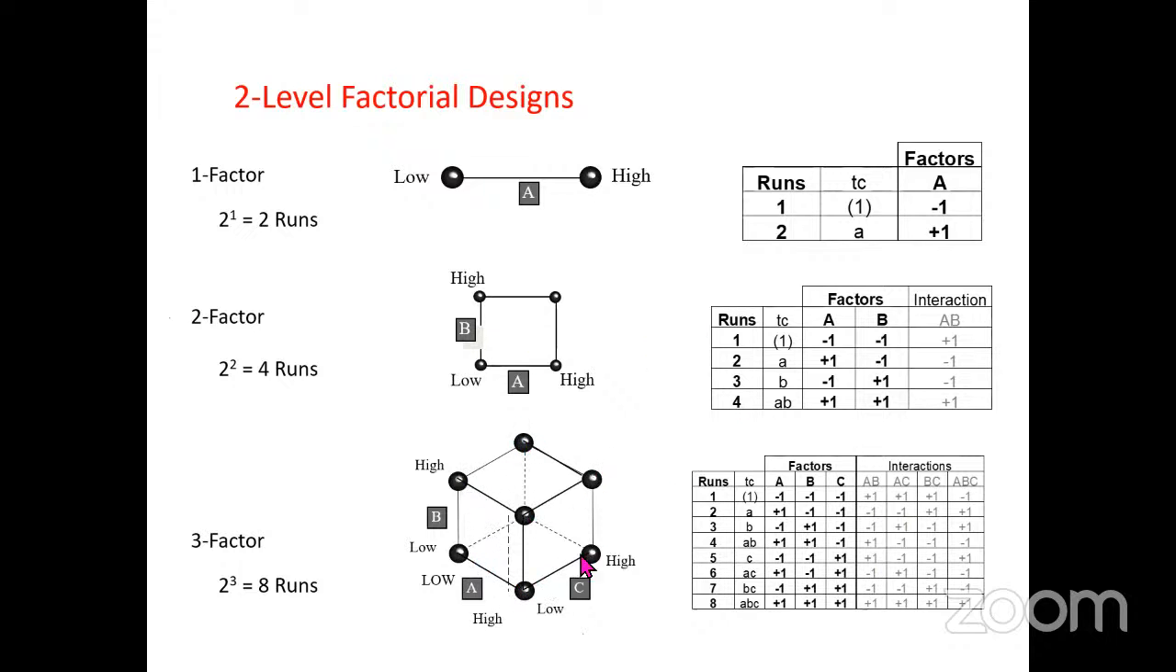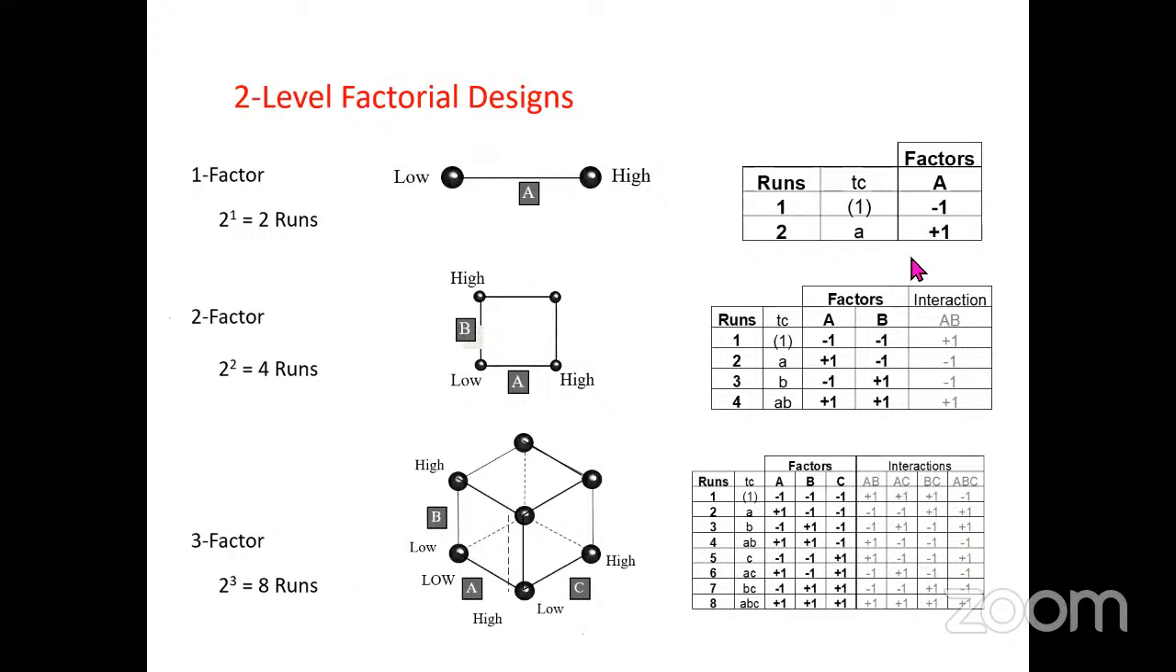So each axis is one factor: factor A, factor B, factor C. Understand? Each one is at 2 levels. Sorry, this 2 represents the levels, and the 3 represents the number of factors.